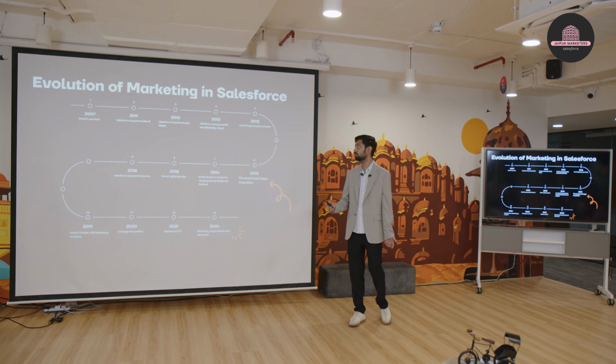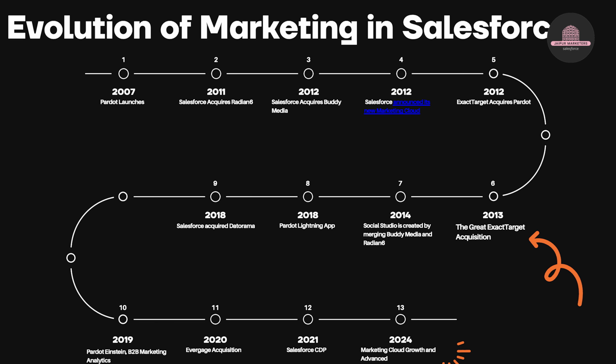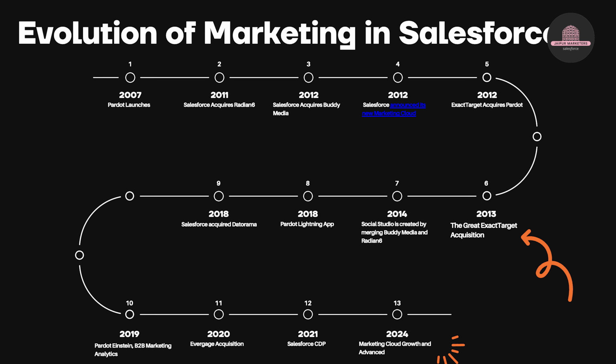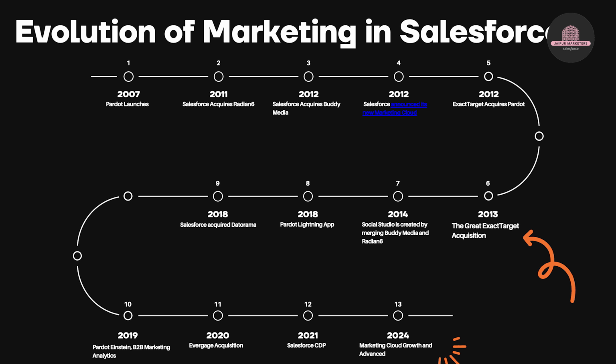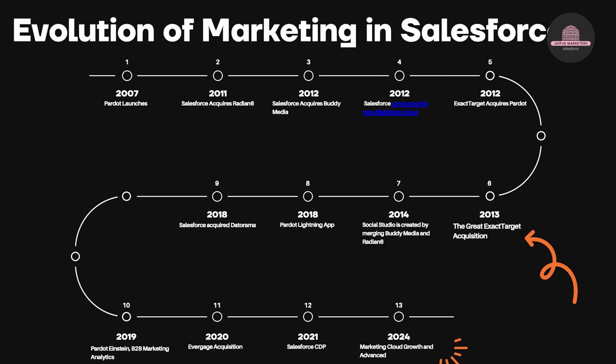So this is an evolution of marketing in Salesforce. In 2007, Pardot launched. When Pardot was launched, it was a product for B2B marketing, kind of a bulk email marketing product. Then it evolved majorly when Salesforce came into the game, when Salesforce acquired Radian6 in 2011 and Buddy Media. Then Salesforce announced its new Marketing Cloud in 2012 after acquiring Radian6 and Buddy Media. So it was Marketing Cloud for Salesforce right away.